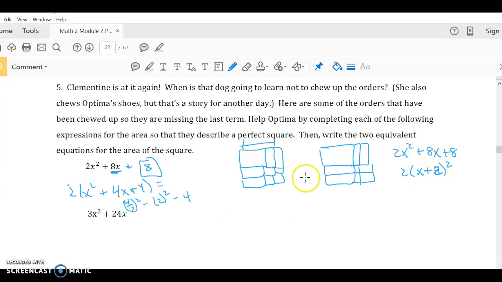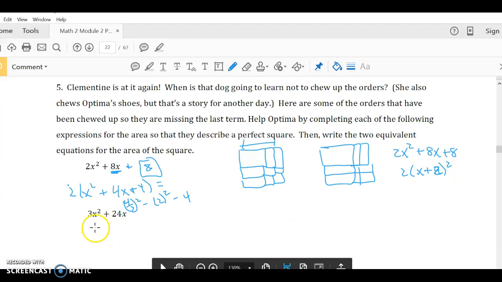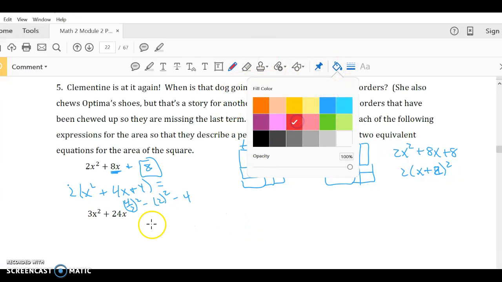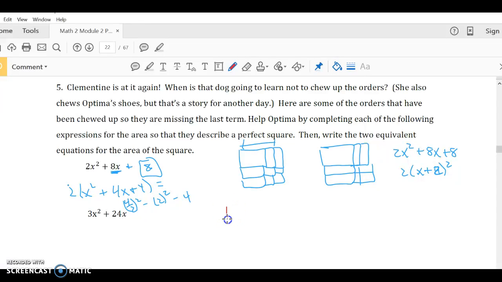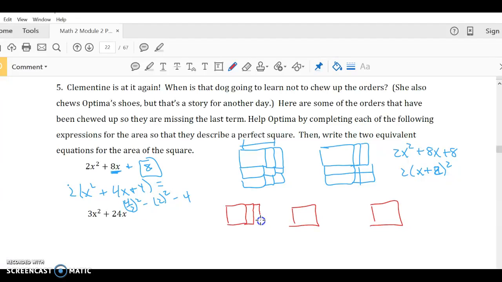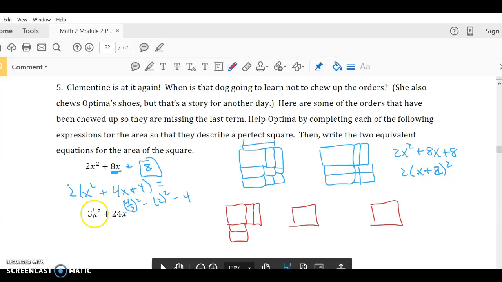All right, so let's take a look at another one. I want you guys to pause the video and try to duplicate that on the second example. So here, how many squares do we have to make? We have to make 3. Now, we have to make 3, and we have 24 x's. How many does each square get? Each square will get 8 x's, because 24 divided by 3 is 8, which means each side gets 4.